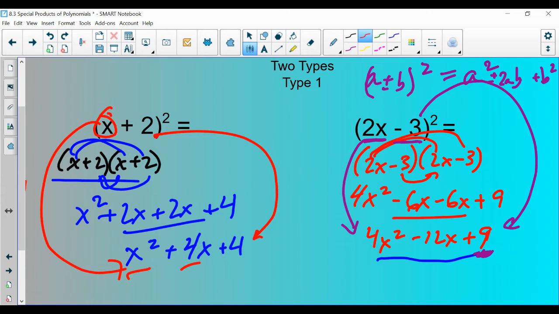So that's one of the types. I'm definitely not saying you shouldn't just write it out twice and FOIL it. That's 100% acceptable. I just want to point out that there is this trick.